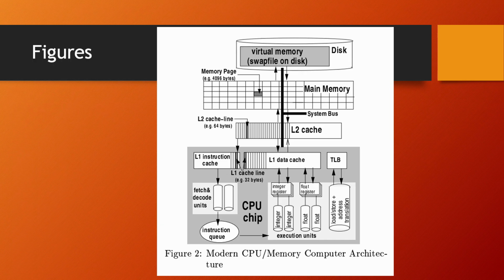Here's a key figure from the paper which shows modern CPU and memory computer architecture. As you can see, there's an L1 instruction cache, L1 data cache, TLB, and then from the L1 instruction cache we have fetch and decode units, which go to the instruction queue, and then that goes to execution units. And then on the top we have L2 cache lines, and then there's a system bus connecting the L2 cache to main memory and to the disk drive. In the main memory you have memory pages, 4 KB each, and on the disk you have virtual memory and swap file.